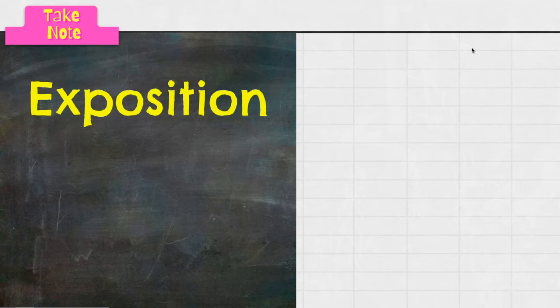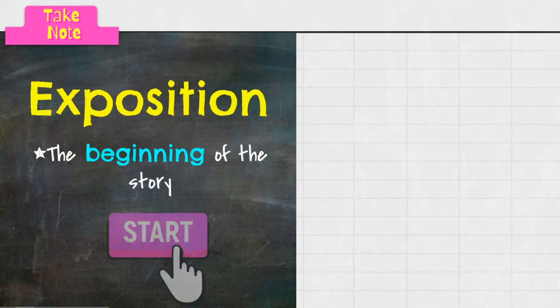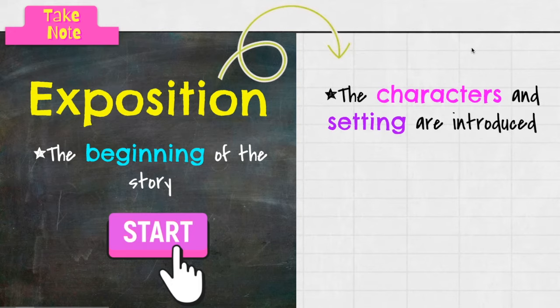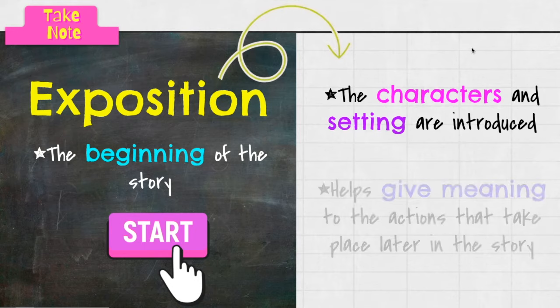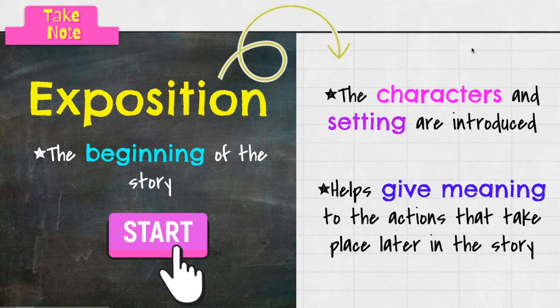First we're going to look at exposition, and that is just a fancy way to say the beginning of a story. It's the start. And what happens in the beginning of the story? Well, the characters and setting are introduced. The author doesn't just plop you down in the middle of a story without telling you where you are or who is involved. We have to know those things so we start to get invested. And it helps give meaning to the actions that will take place later in the story. So it's laying the groundwork. Exposition's all about getting you familiar with the people and the places.